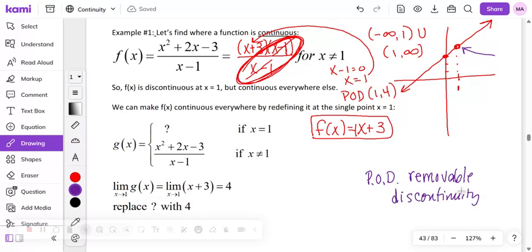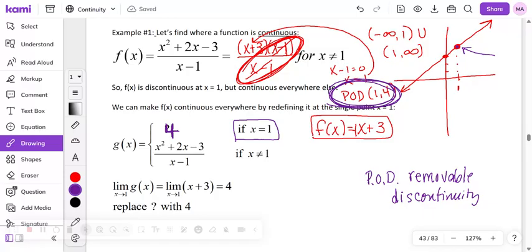The reason it's removable is if we just put a point there, we no longer have a discontinuous graph. So we found out where our POD was, which is at (1, 4). To make it continuous, if we just said, hey, when x equals 1, make the height 4, we're basically placing a point right here to fill in the gap so that it would no longer be discontinuous.